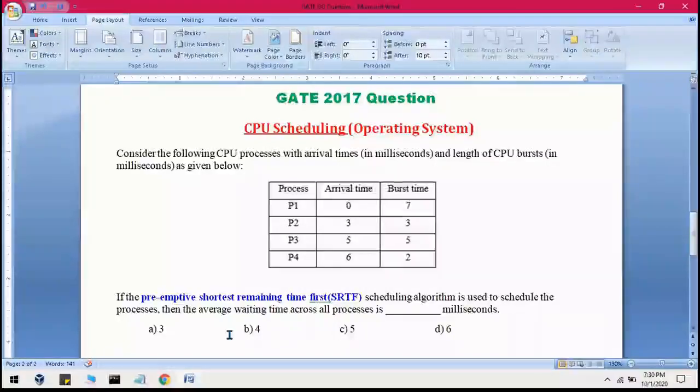Here we have to apply the preemptive shortest remaining time first scheduling algorithm, and we have to find out the average waiting time. So first of all, we have to find out the waiting time of P1, P2, P3, P4 from the Gantt chart, and then we have to find out the average time. Out of all these four options, one of the options has to be there if you have done the question correctly. Now let's start doing the question.